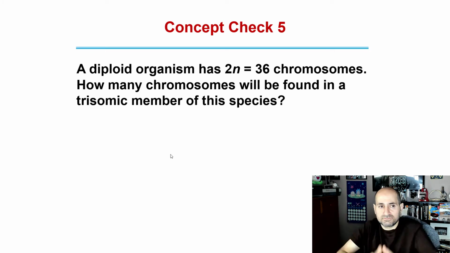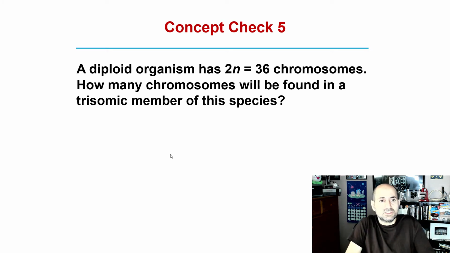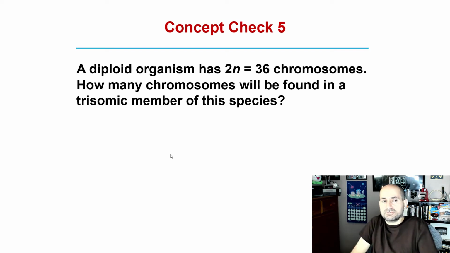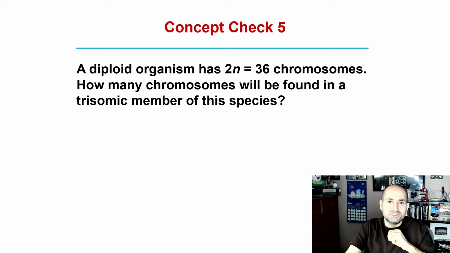Concept check number 5. A diploid organism has 2n equals 36 chromosomes. How many chromosomes will be found in a trisomic member of this species? Well, trisomy means 3, so it would be 37, right? 2n plus 1, 37.